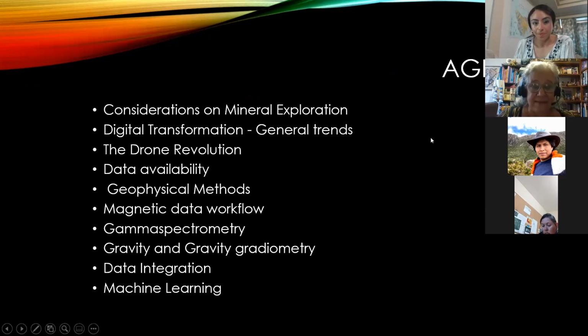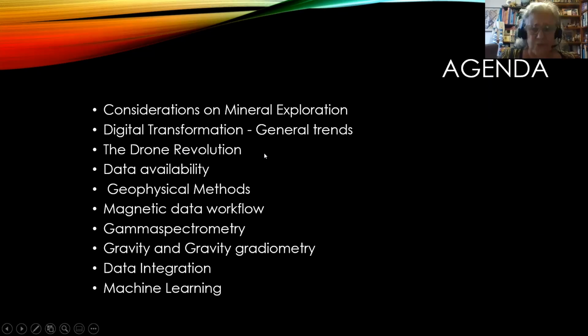And this is the agenda. So I will do some considerations on mineral exploration and general trends on digital transformation, talk a little bit about the drone revolution, data availability, geophysical methods, a magnetic data workflow, gamma spectrometry, also workflow, gravity and gravity gradiometry, data integration, and a little bit of machine learning. It is a long list, but I will try to go quickly on all of this.